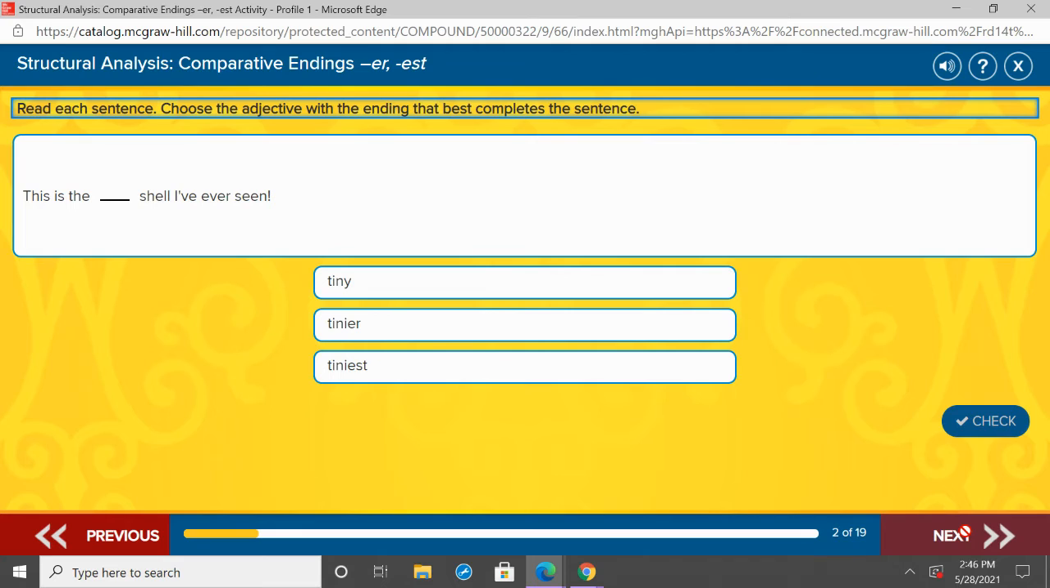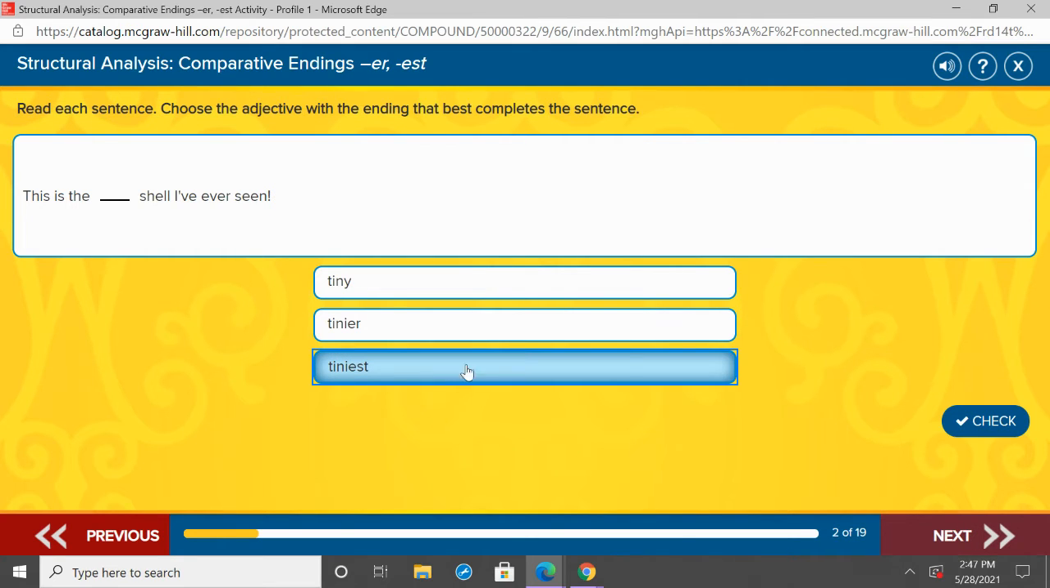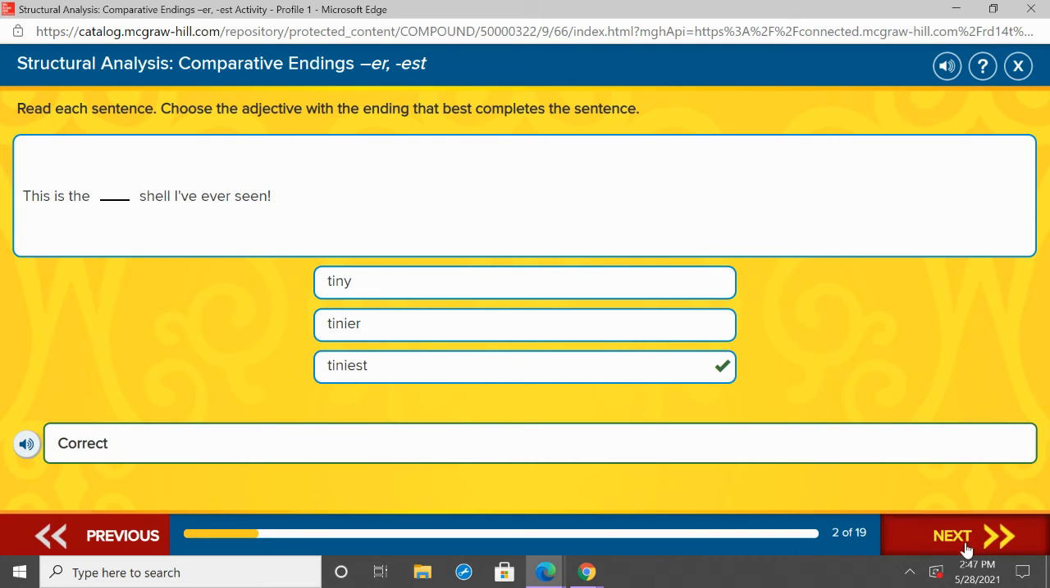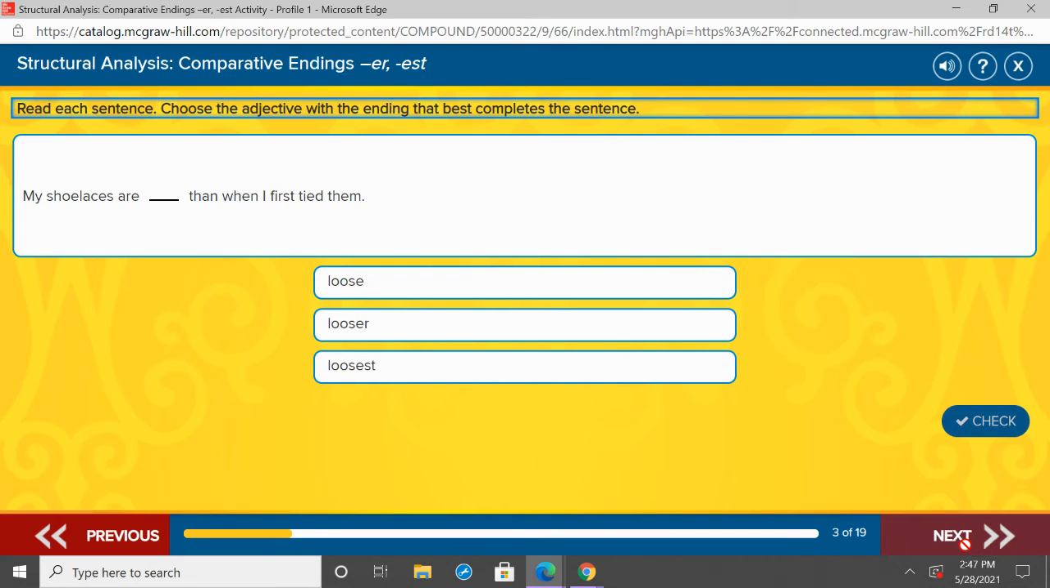So we need to look at the word tiny. We already said that it ends with a Y, so that means to add EST properly, we need to drop the Y, add an I, and then put our ending EST. This is the tiniest shell I've ever seen. Good job.